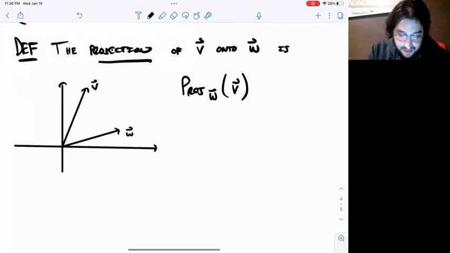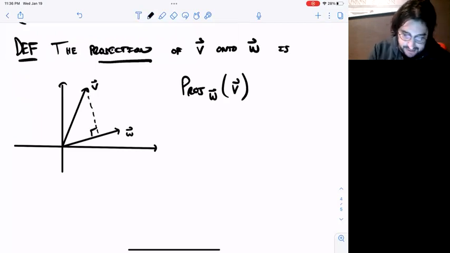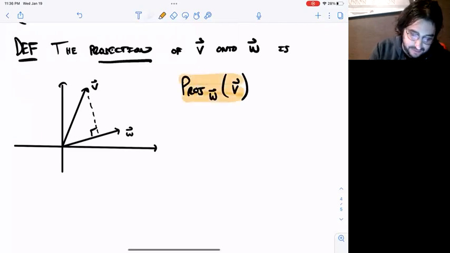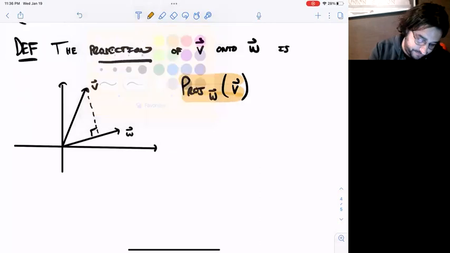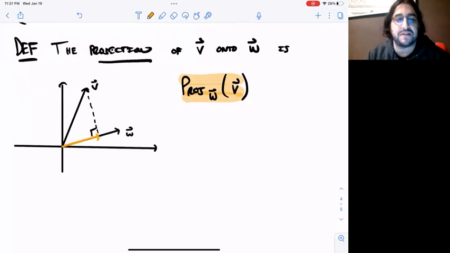You have vector V, and what the projection is, it's that right there, right? One nice way to think of it is it's the shadow that V casts onto W. It's as if W were the ground, right? And your sun is at high noon.